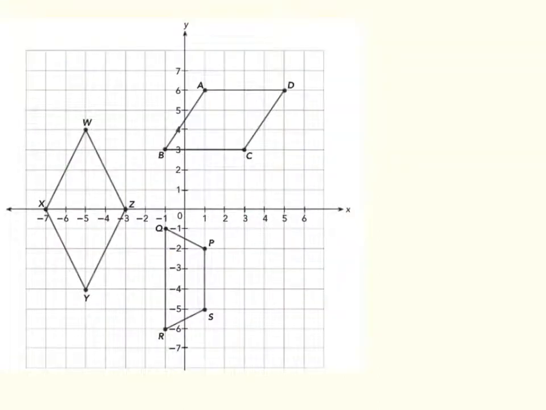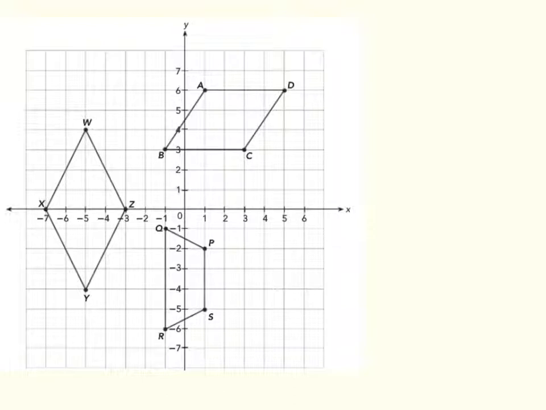Now we're going to apply what we've learned to draw and identify polygons on a coordinate plane. You can join points on a coordinate plane to form geometric figures. You can see here that we formed a diamond, a trapezoid, and a parallelogram. Points A, B, C, and D are joined to form a parallelogram. Points P, Q, R, and S are joined to form a trapezoid. And points W, X, Y, and Z are joined to form a rhombus or a diamond.